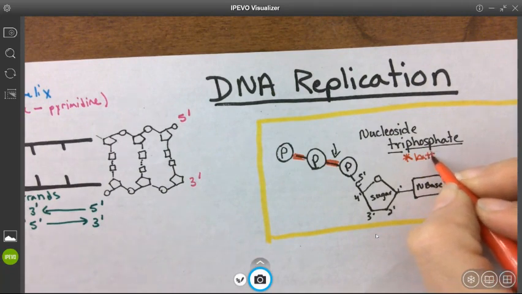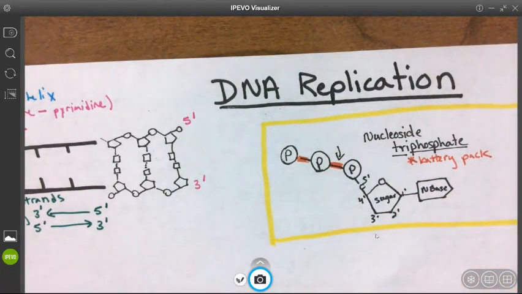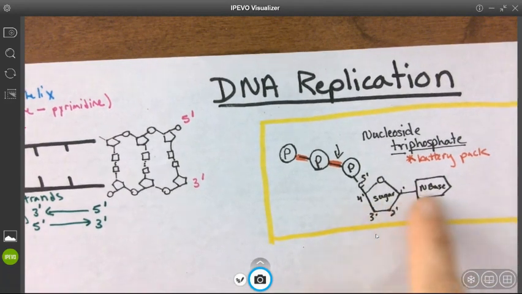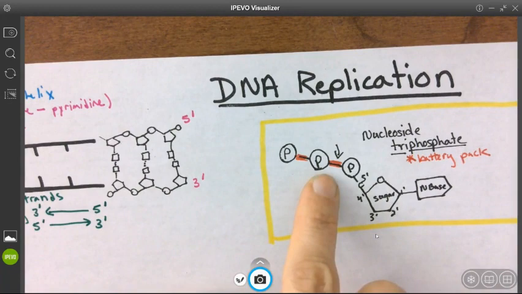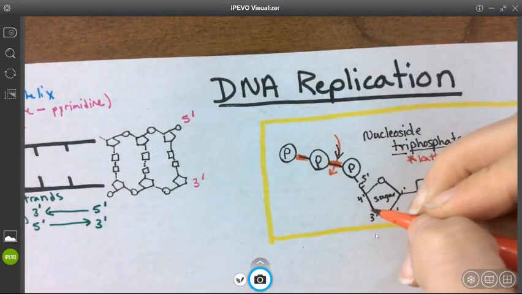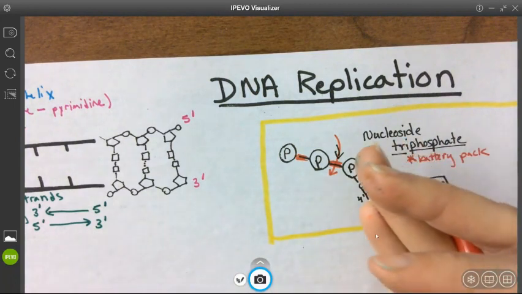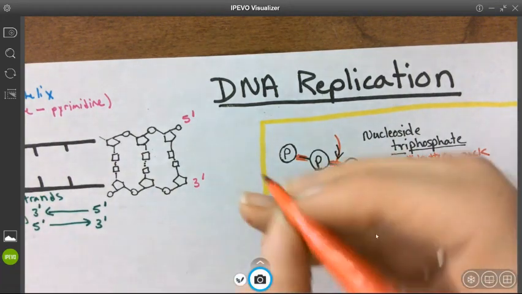So I always think of the nucleoside triphosphate as a battery pack. So we have our battery pack, and how does it work? When we want to join this nucleotide to a DNA strand that's already forming, we can break off these 2 extra phosphates, and the energy released can be used to form the new bonds between this nucleotide and other nucleotides.